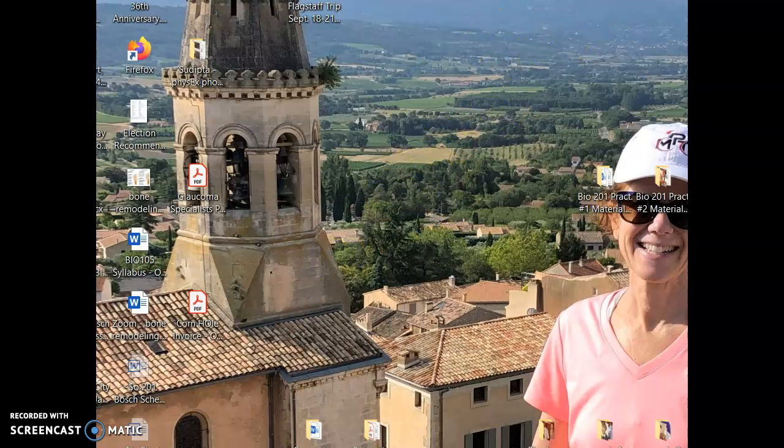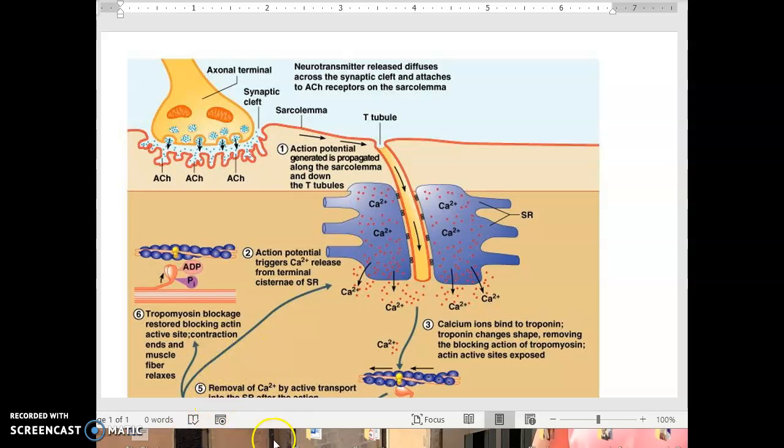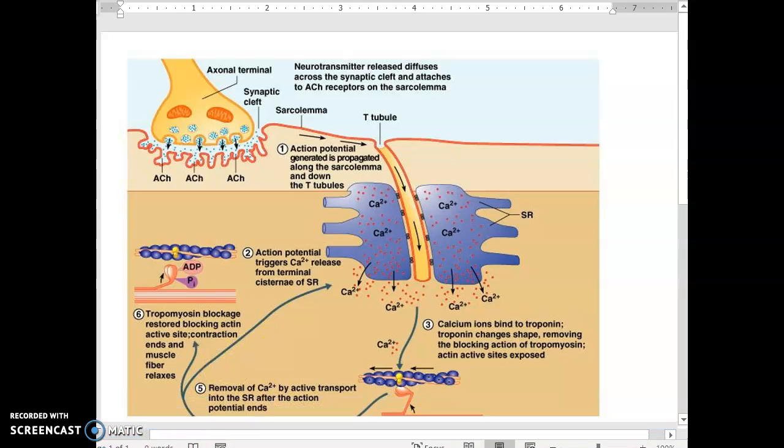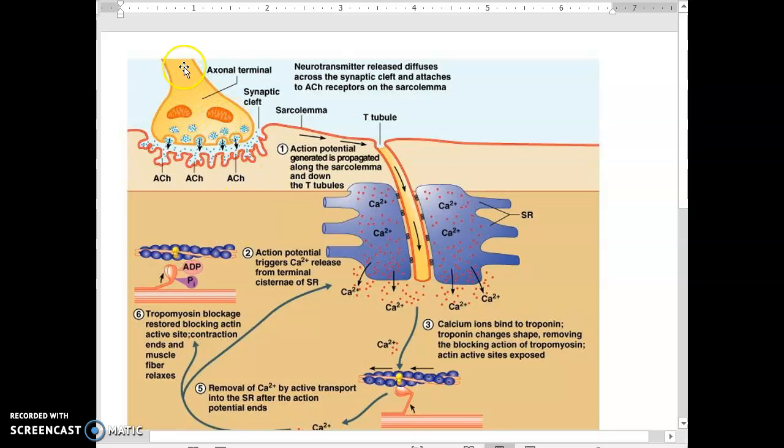Oops. Here's that slide. It had kind of disappeared on me for a minute. So here is the neuron, here is the muscle. What happens to allow the muscle to contract is the ACH comes across. That causes sodium to go into the muscle cell, depolarizing it.